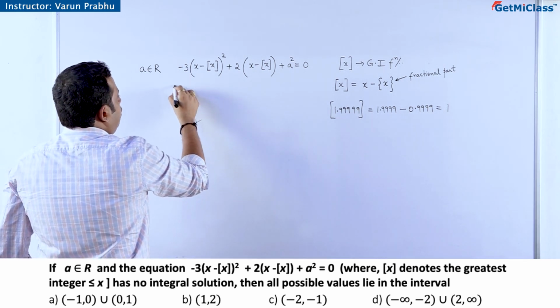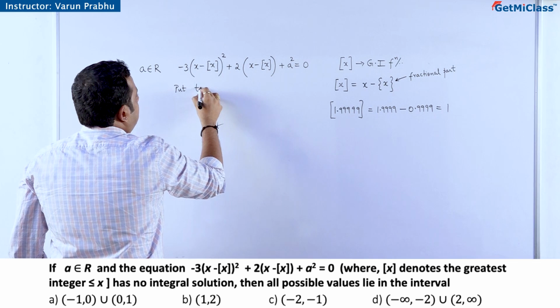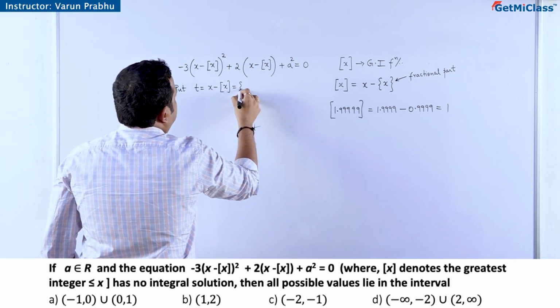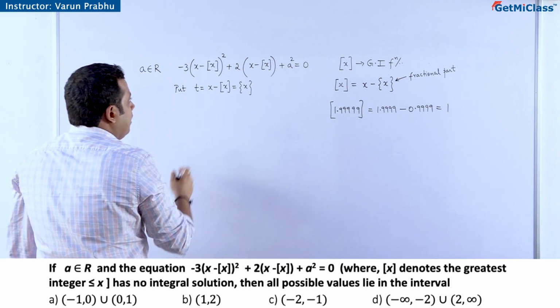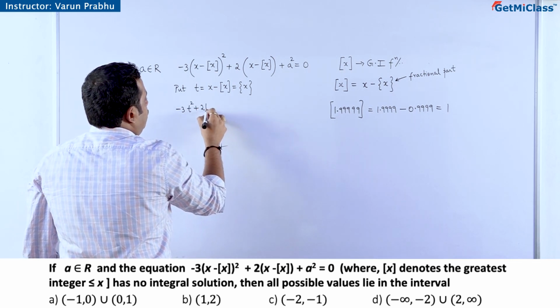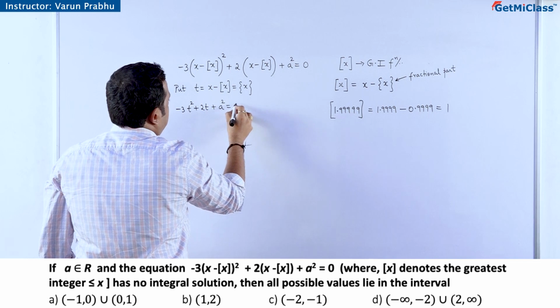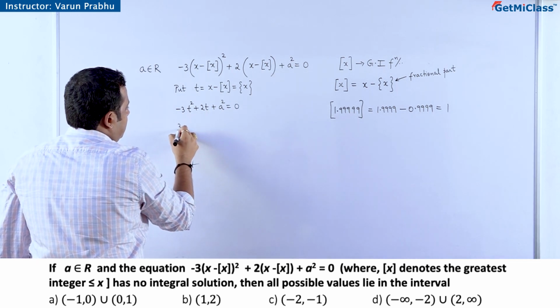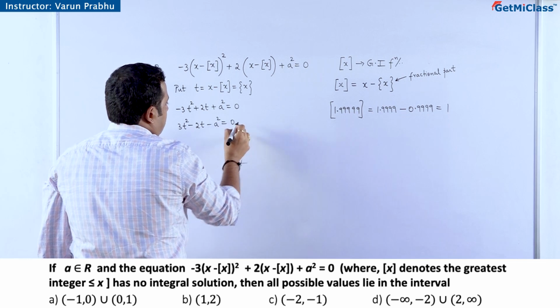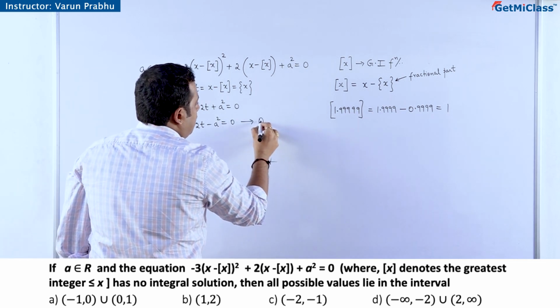So now we'll see here. Let me put t is equal to x minus the greatest integer, which is nothing but the fractional part, what I was telling you. And so I can say minus 3t square plus 2t plus a square is equal to 0. Or I can say that now 3t square minus 2t minus a square is equal to 0. This is nothing but a quadratic equation.